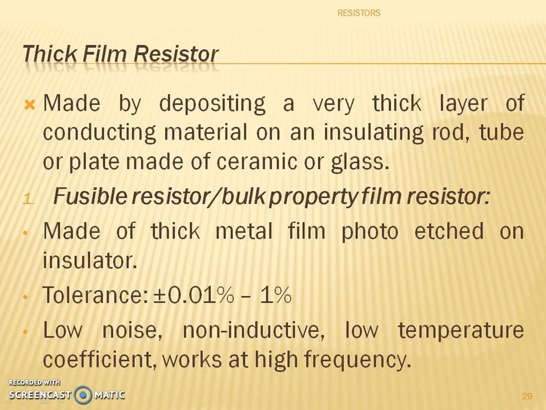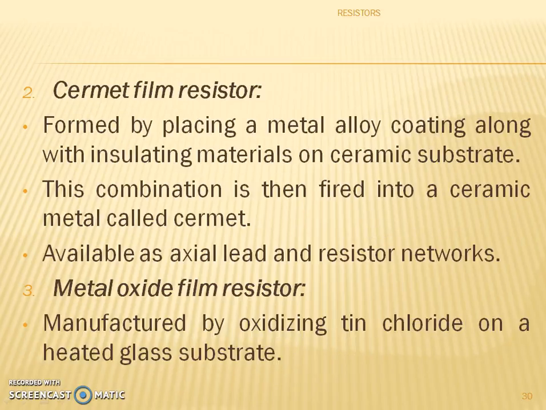Now come to a thick film resistor. It is made by depositing a very thick layer of conducting material on an insulating rod, tube or plate made of ceramic or glass. Fusible resistor, bulk property film resistor, made of thick film metal film photo etched on insulator. Tolerance is given, low noise, non-inductive, low temperature coefficient, and it works on high frequency. Ceramic film resistor is formed by placing a metal alloy coating along with insulating materials on a ceramic substrate. This combination is then fired into a ceramic metal called cermet, available as axial lead and resistor networks.